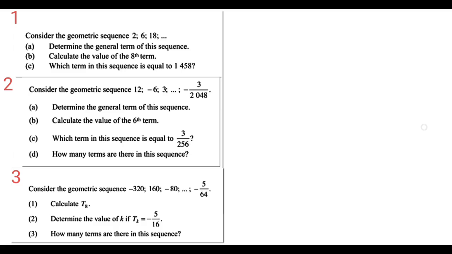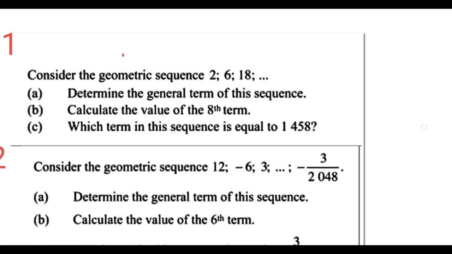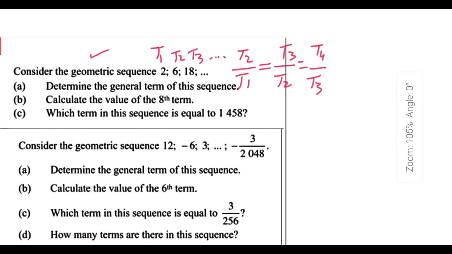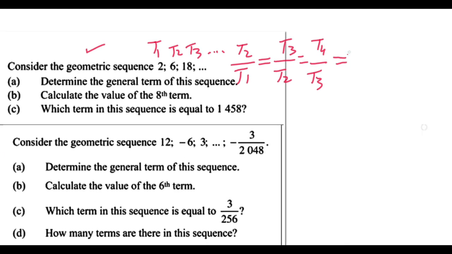So this is now question number 1. Term 1, term 2, term 3, and so on. Term 2 divided by term 1 is equal to term 3 divided by term 2, is equal to term 4 divided by term 3, is equal to and so on. So this is a geometric sequence.